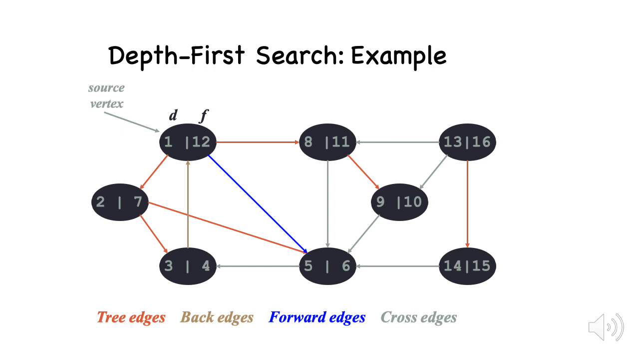The red marked arrows are tree edges. The brown one from 3 to 1 is a back edge, from the descendant to the ancestor, from the lower level to the higher level. Forward edges are from the higher to the lower, 1 to 5, no issues. And the cross edges are the edges which connect the trees or the subtrees. So just remember these names which can be used.